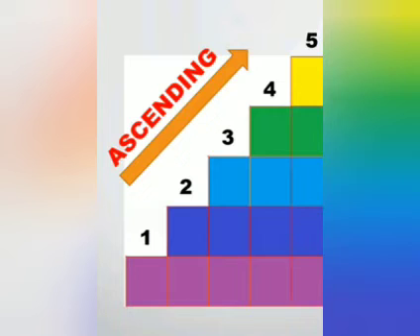This is ascending. Here there are some numbers. See here: 1, 2, 3, 4, 5. These are in ascending order, from least number to highest number. This is called ascending order.